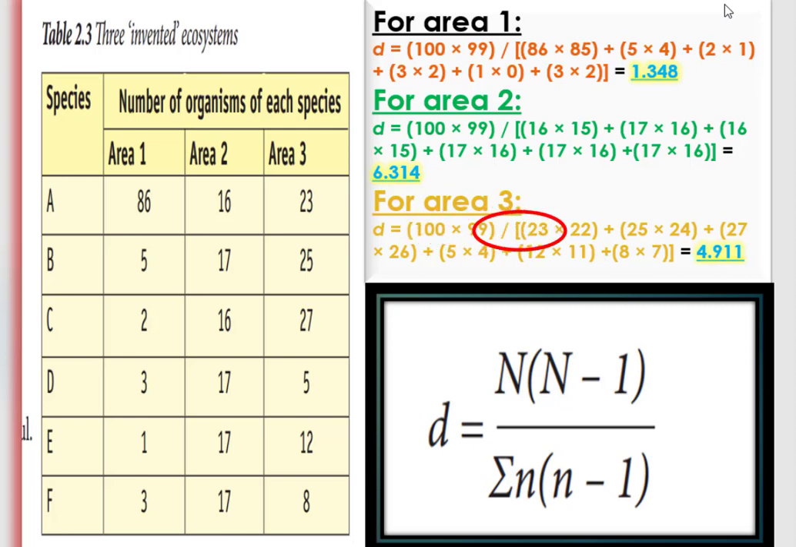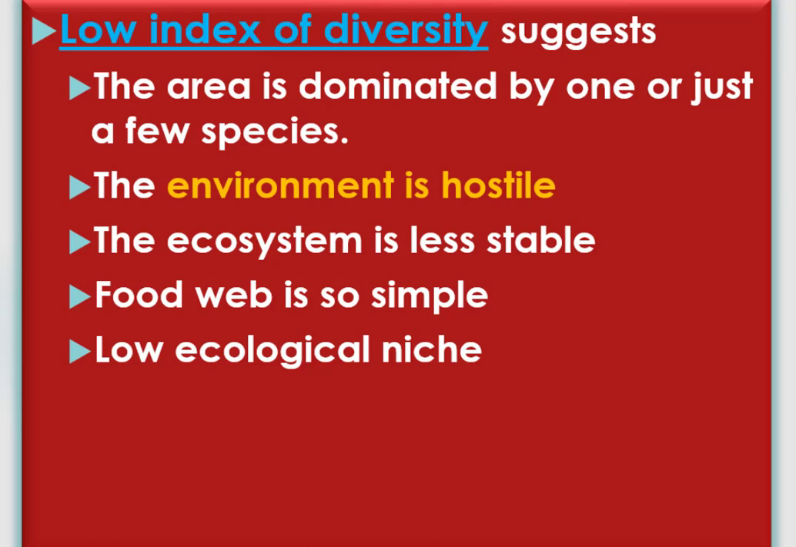the number of individuals of species A, 23 times 22, plus species B, 25 times 24, plus species C, 27 times 26, plus species D, 5 times 4, plus species E, 12 times 11, plus species F, 8 times 7, which is equal to 4.911. Therefore, this index of biodiversity gives us a lot of information about the ecosystem.